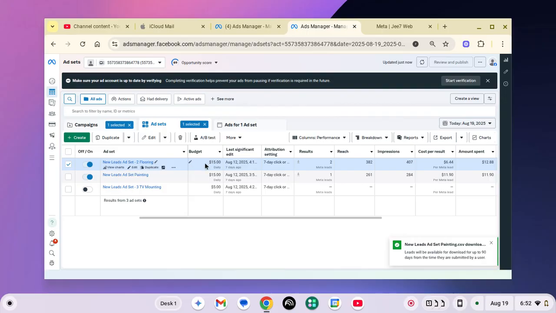That's what that's for. But for the painting itself, that still was a little costly in my opinion, but we still got a lead at around $12, $11.90 for that one person that clicked in.